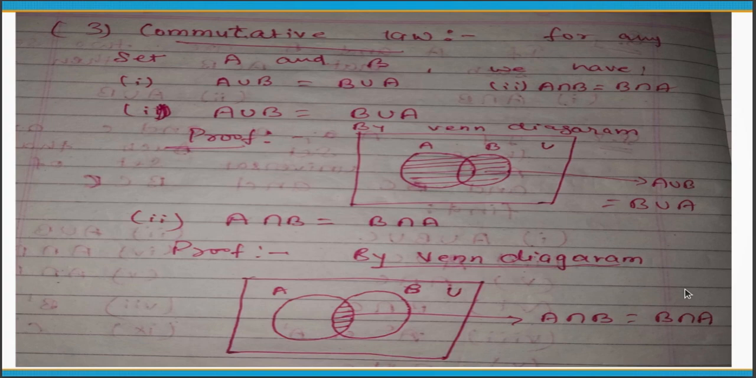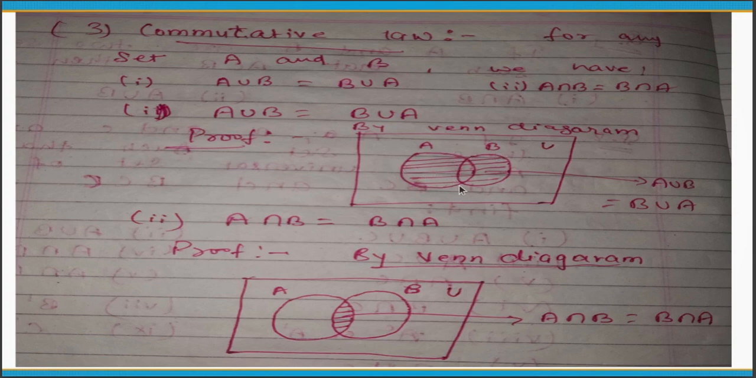Now the commutative law. For any sets A and B, we have A union B equal to B union A, and A intersection B equal to B intersection A. In your lower standard, you have read A plus B equals B plus A. Similarly, A union B equals B union A and A intersection B equals B intersection A.